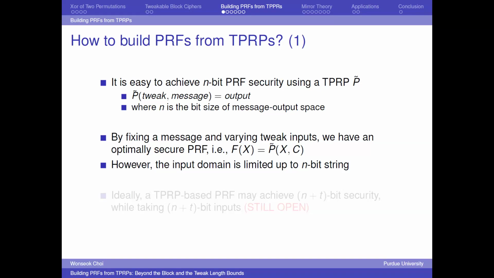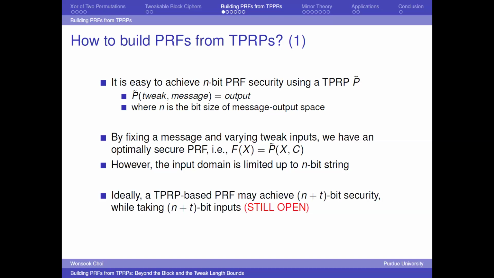By fixing the message and varying the tweak input, we can define f_x in this way, for some random fixed C. Then we can obtain a just optimally secure PRF, where the advantage will be 0. However, the input domain is limited up to, yeah, this is a typo. Because we only vary the tweak input, the input domain is limited up to a t-bit string.